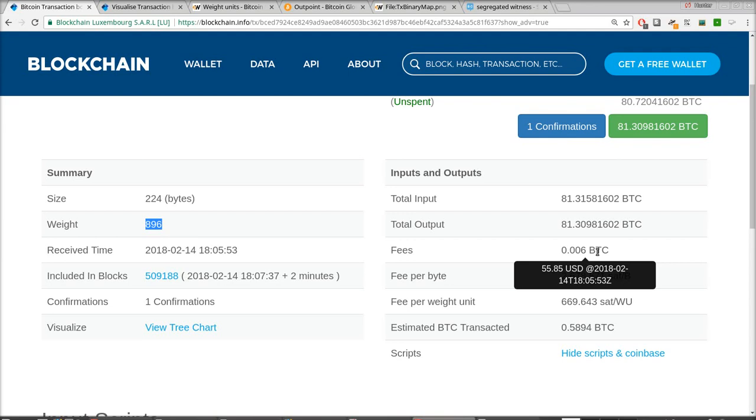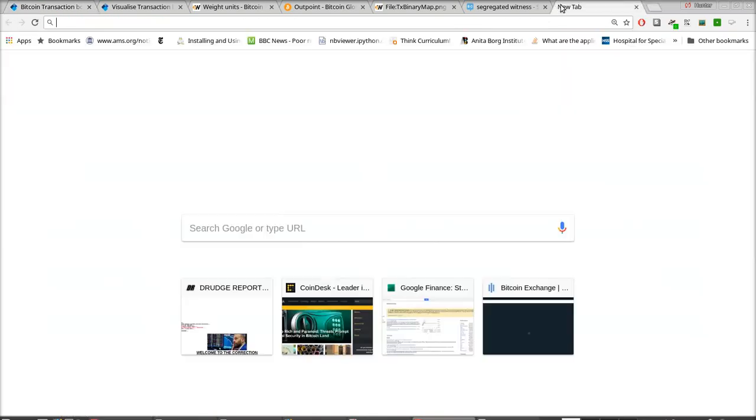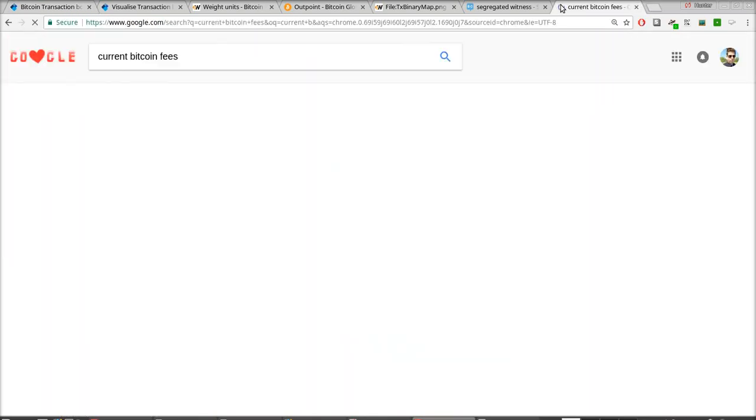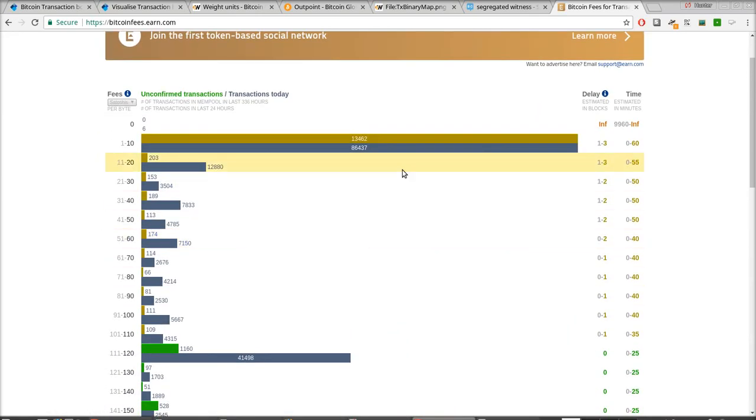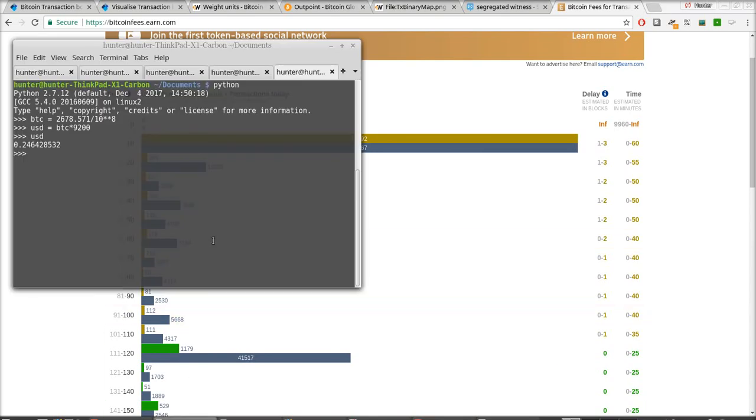But at the moment, if you look at current Bitcoin fees on this website, bitcoinfees.earn.com, you can see that you can get included in the next block for a rate of 51 satoshis per byte. So let's see if this person had paid 51 satoshis per byte, what would they have been looking at? So you've got 51 satoshis.